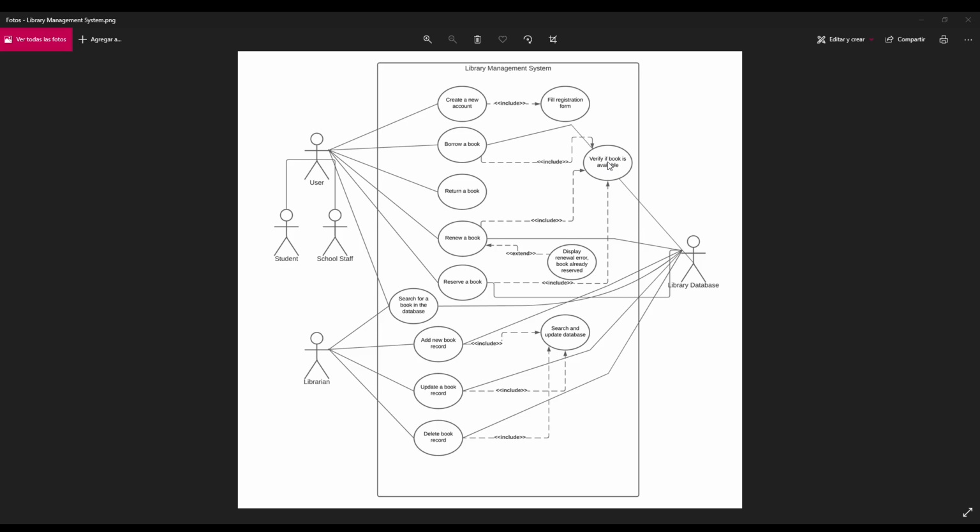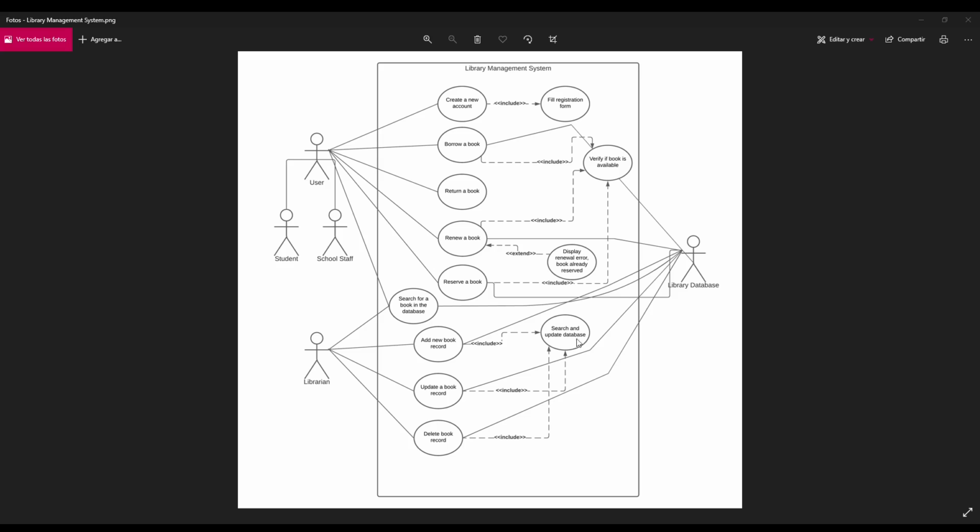And also in some of these use cases, the library database will act as a secondary actor because, for example, when borrowing a book, we need to check the library database to see if the book is available, or when renewing a book, we also need to check if the book is available or if the book is not reserved. And when reserving a book, we need to change the database to tell it that the book is now reserved.